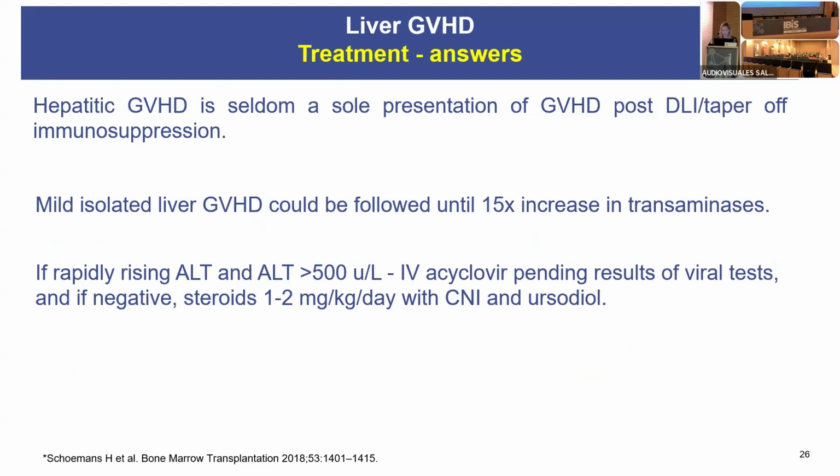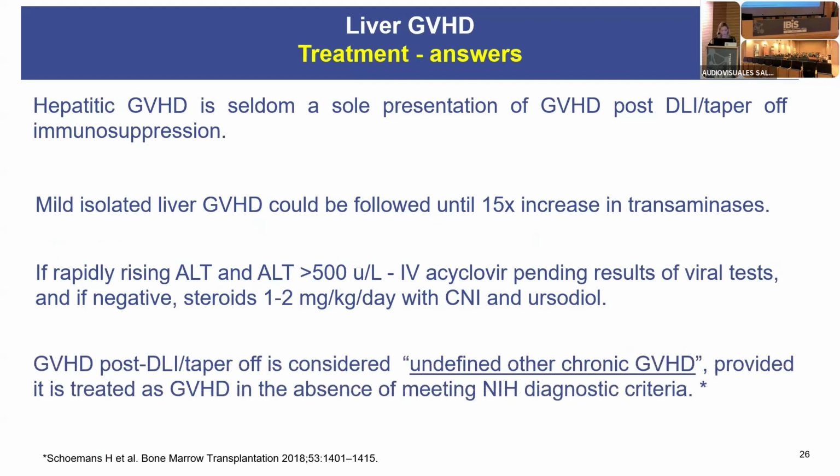In these cases, we can probably wait until significant increases in transaminase, because as sharply as it goes up, it goes down once we introduce treatment as well. So as I said, this post-DLI or taper liver GvHD is considered to be an undefined other chronic GvHD according to the NIH diagnostic criteria.